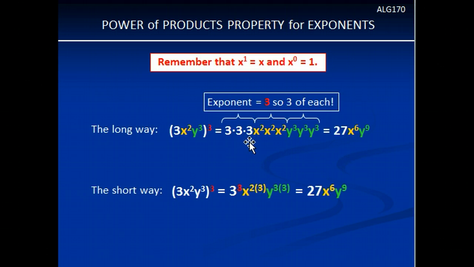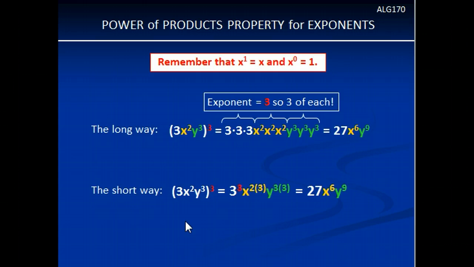So 3 to the third is 3 times 3 times 3, which is 27. X squared, now remember when we first learned about exponents, x squared times x squared times x squared is 2 plus 2 plus 2, which is x to the 6th. Y to the third, we're going to add our exponents, and we end up with 3 plus 3 plus 3 is 9. So if we were going to do this the long way, we would have to have all of these. Now when our problems get long, this can be quite a task.